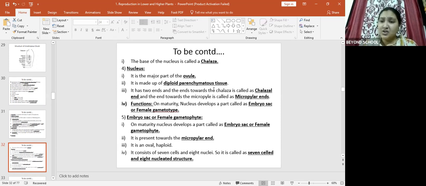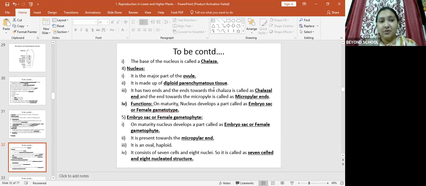Now, what is the function of this nucellus? The function of this nucellus is that it develops into an embryo sac, and hence we call this nucellus an embryo sac, or also the female gametophyte. Understood, Siddhant, till here? Any doubt, dear?